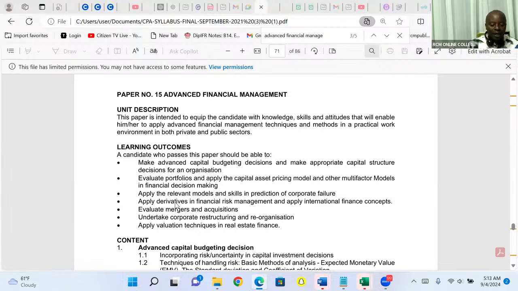We have here applying derivatives in financial risk management and applying international finance concepts. So derivatives, as we shall be seeing later on, are basically financial instruments that are used to manage risk. All of us would want to have them because, ladies and gentlemen, the environment outside is clouded with lots of risks. Remember Kenya Airways some time back, they had an issue. This is when fuel prices were increasing every other day.